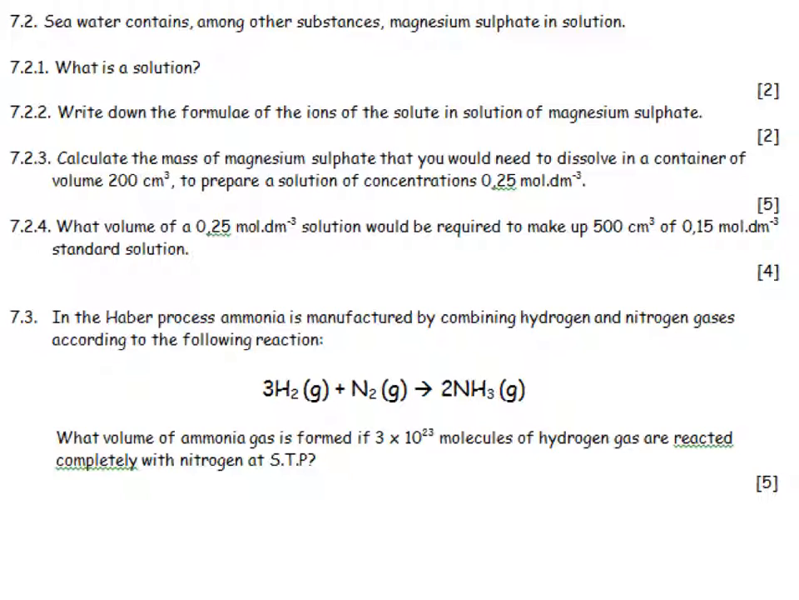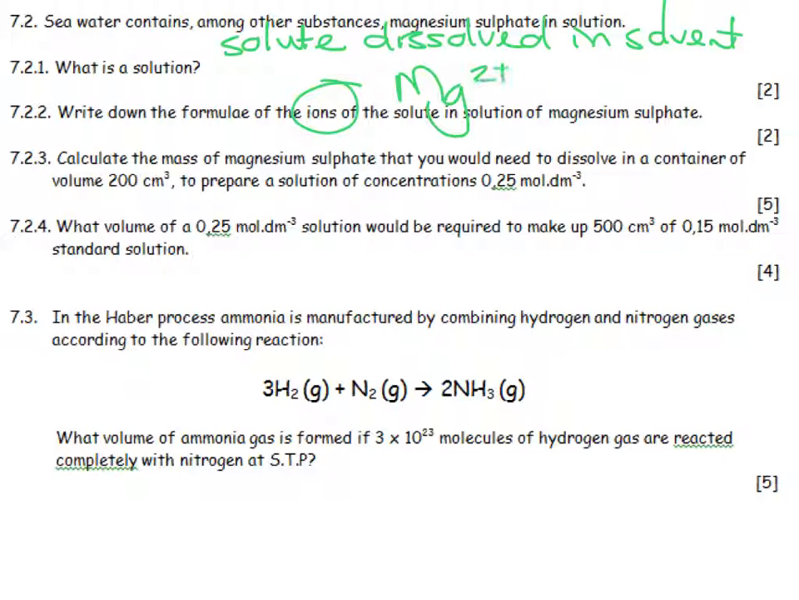Seawater contains, among other things, magnesium sulfate. What is a solution? It is a solute. It doesn't say what is a standard solution. It says what is a solution. It is a solute dissolved in a solvent. Write down the formula of the ions of the solute magnesium sulfate. The ions are Mg2 plus and SO4 2 minus. Those are the two separate ions.